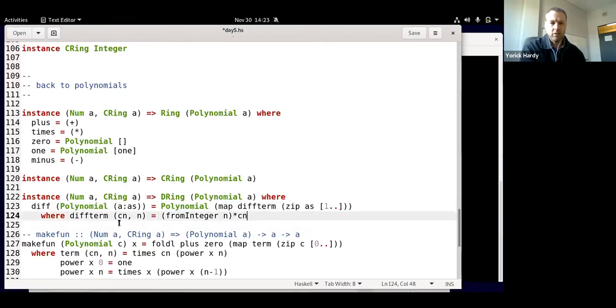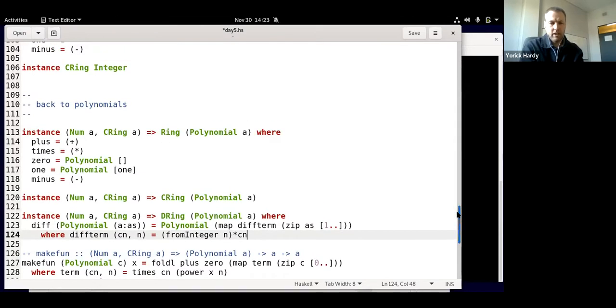And what is a diff term? It takes c n, the coefficient, and multiplies it with the power, so fromInteger of n. And here again, I'm leaning on Num, but we could extend our implementation a little bit so that it doesn't need Num, but rather just rings, or ring with the ability to take from an integer and embed it in the ring.